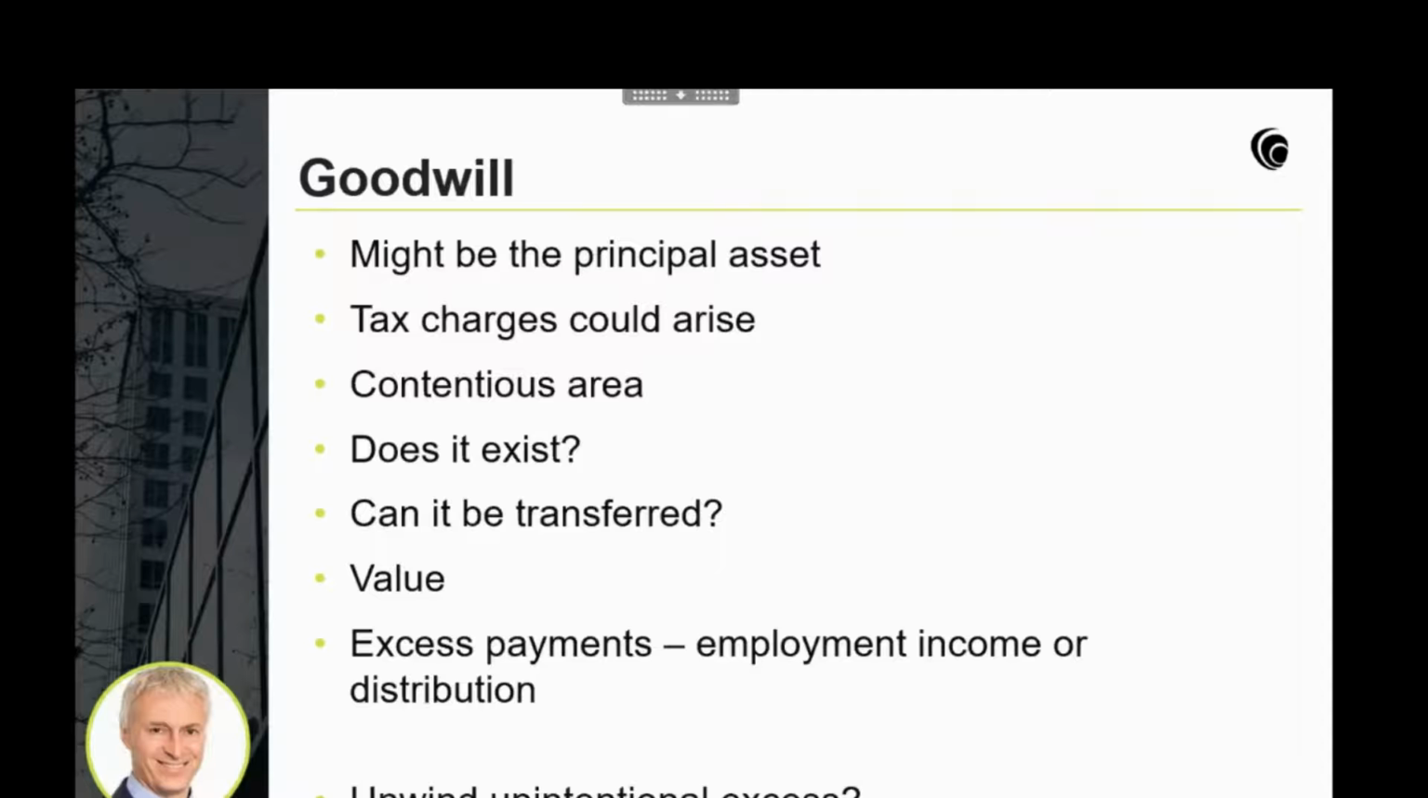And also, if you put a high value on goodwill, and we've seen this, the revenue decide they're going to fight it and say that's not capital, they're going to treat it as income because you've paid too much for it, for instance, then what you expected to be a gain taxed at 20%, or in the old days maybe even 10%, suddenly becomes income taxed at up to 45%. So it's worth being careful over what you put through for goodwill.